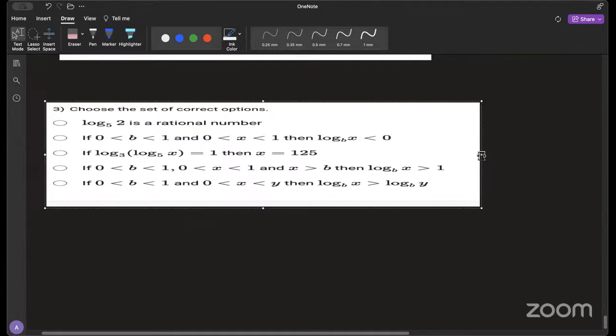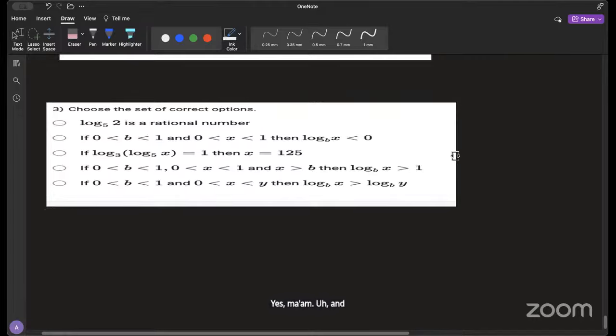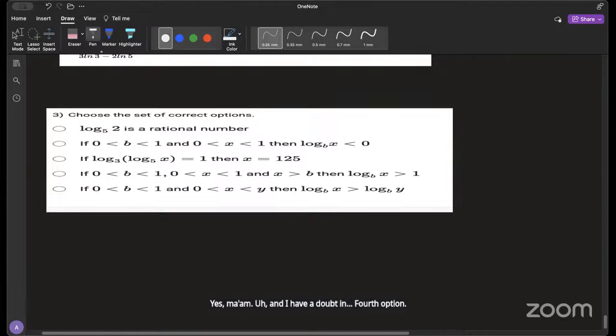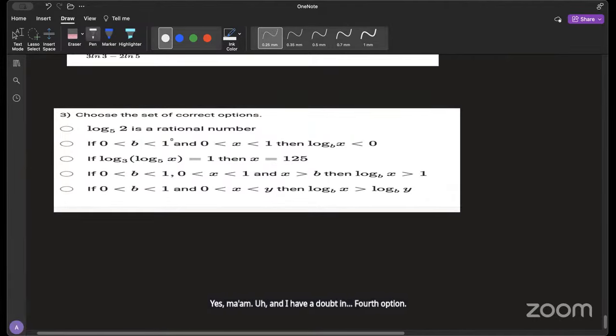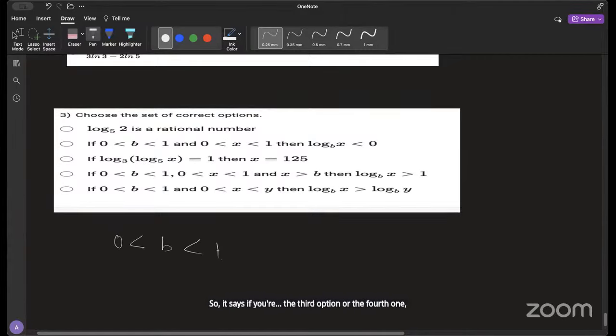This one, right? Yes, ma'am. And I have a doubt in the fourth option. Okay. So, do we have, is this a sub question to something? No, ma'am, it is not a sub question. So, it says the third option or the fourth one. Actually, both. I'm not understanding the difference.